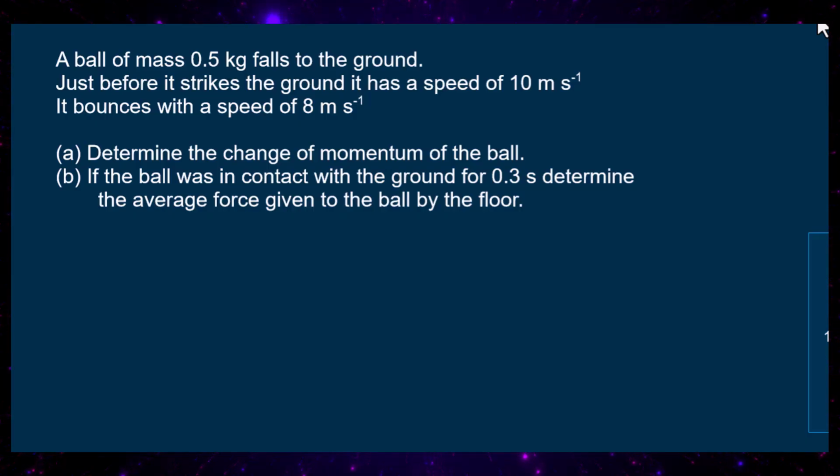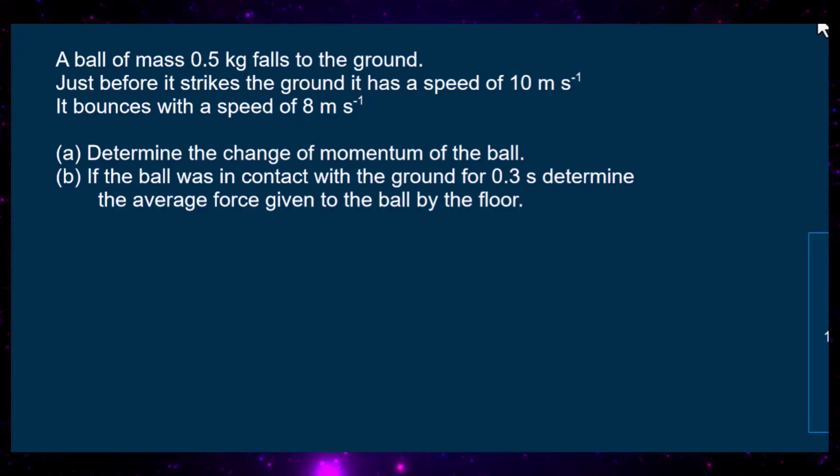We've got two things to find here. First of all, we have to determine the change of momentum of the ball. And after we find the change of momentum, we have to find the average force which the floor gave the ball in order that it bounce up the way, if it was in contact with the floor for 0.3 seconds. Now, this is the classic change of momentum equal to impulse question. So our first problem to solve is to find the change of momentum.